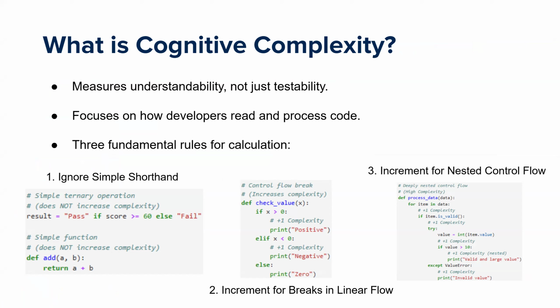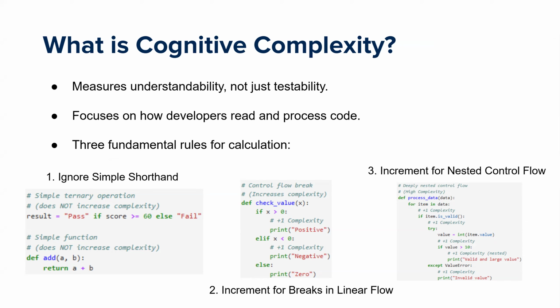Rule number 1, ignore readable shorthand structures. Constructs like the ternary operator or simple functions are ignored because they don't add significant cognitive overhead for experienced developers. Rule number 2, increment for breaks in the linear flow.